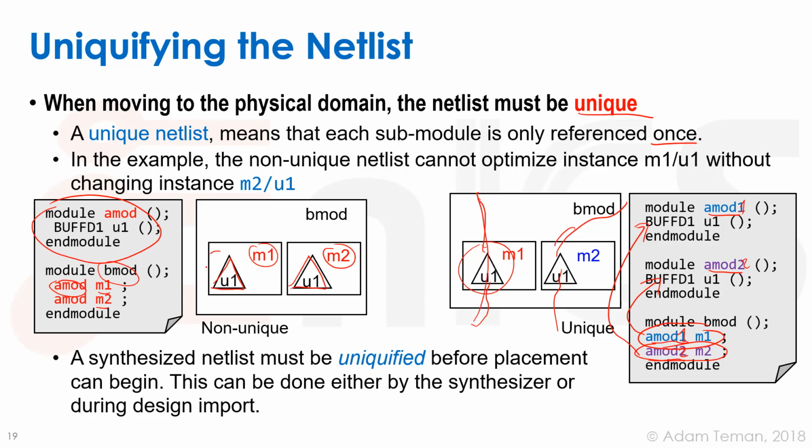If we do it on our netlist over here, we make this buffer bigger, we'll also make this buffer bigger because we just have one module in the world. When we uniquify, now we can make this buffer bigger without touching this buffer. And that's very important. That's why we need to uniquify our netlist before placement can begin. Usually this is done actually inside the synthesis tool, so most netlists that actually reach place and route are unique already, but we have to check this, and usually our place and route tool can uniquify it if it's not uniquified already.